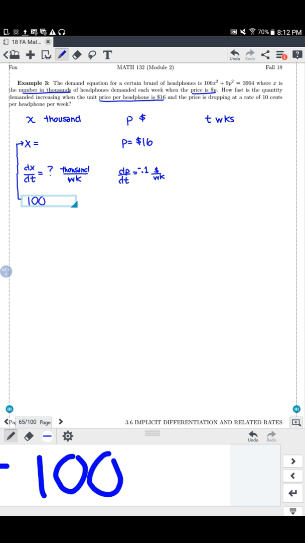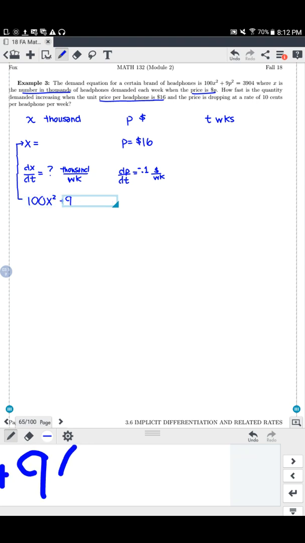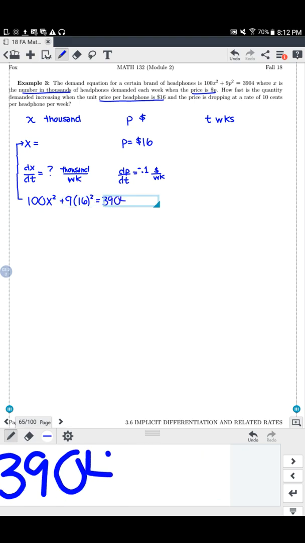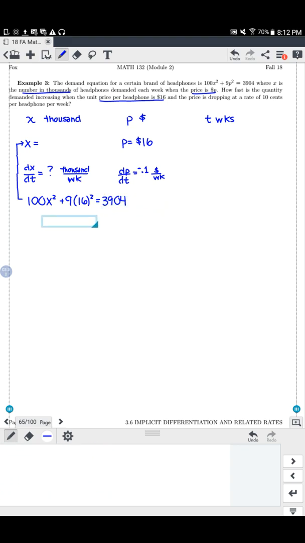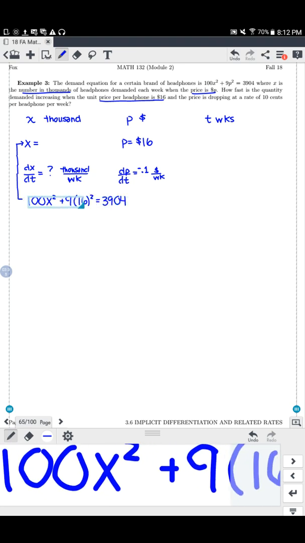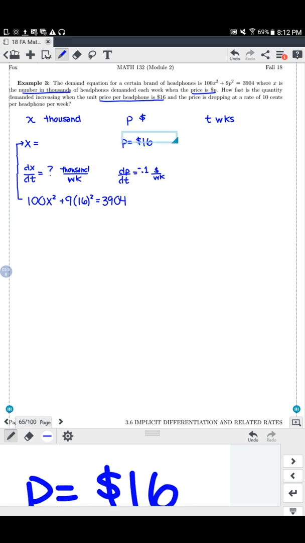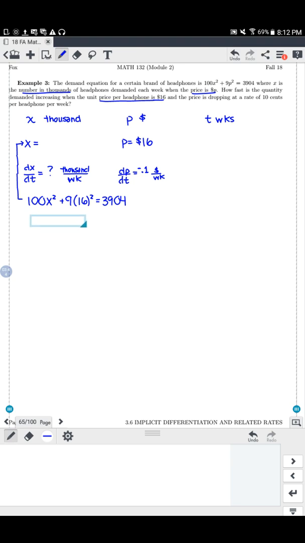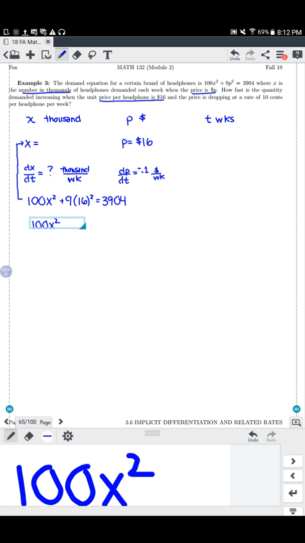So I have 100x squared plus 9p squared. And I know the price right now is $16 getting squared, equals 3,904, taking that from above. Again, if you're missing a variable, you plug into the original function you're given, and for related rates, you're always solving for a derivative. So I need to figure out, what is this missing variable? What is the demand when the price is set at $16? So I plug into the equation up here. So if I plug in, I have 100x squared, and I have 16 squared times 9.